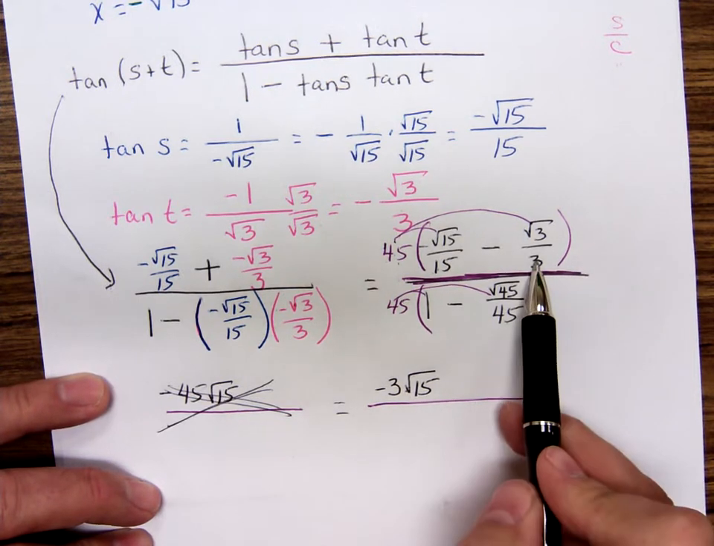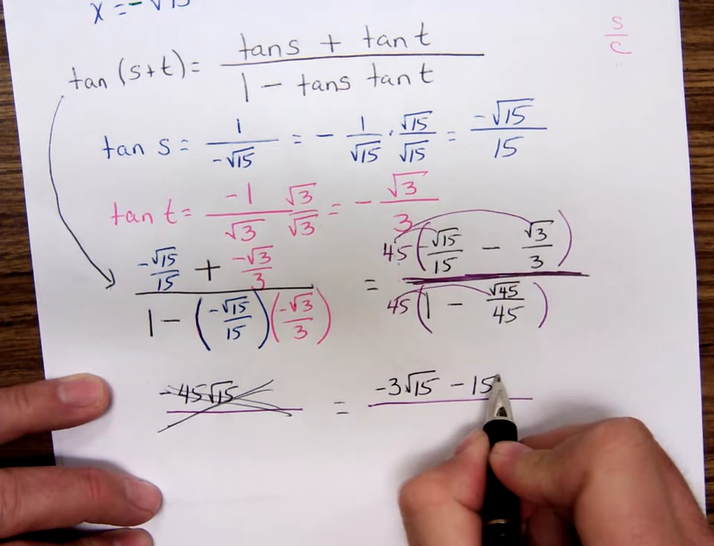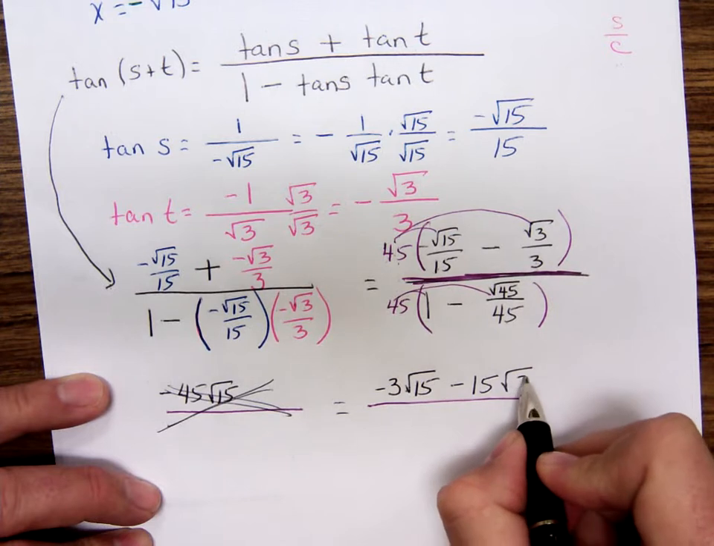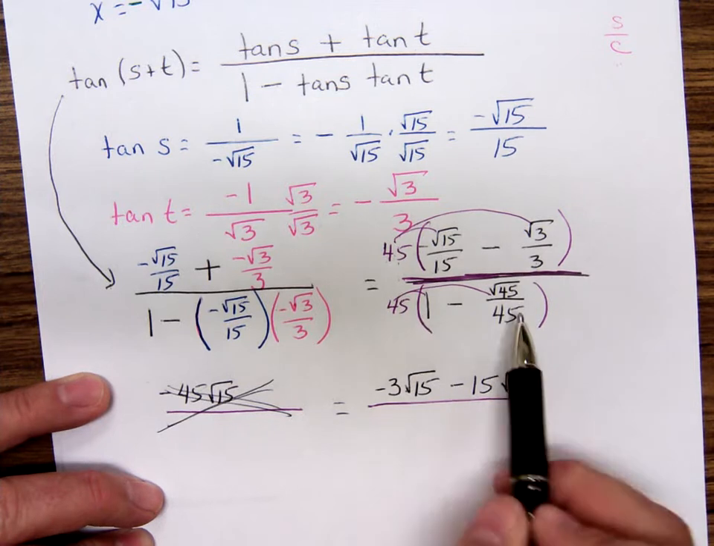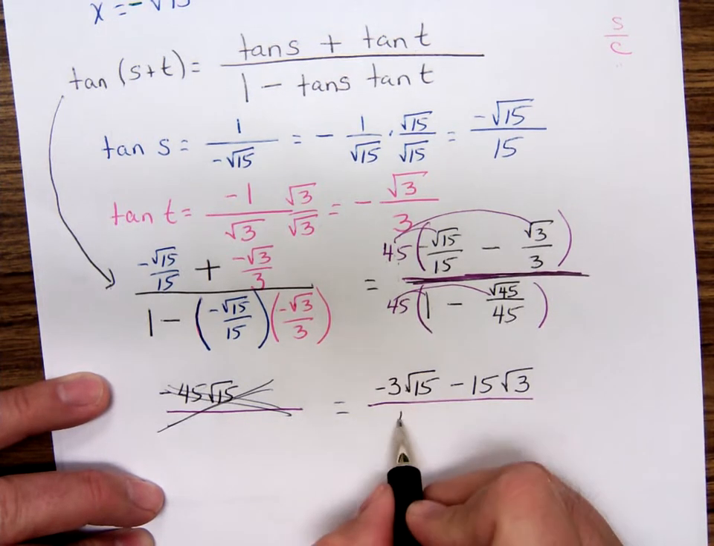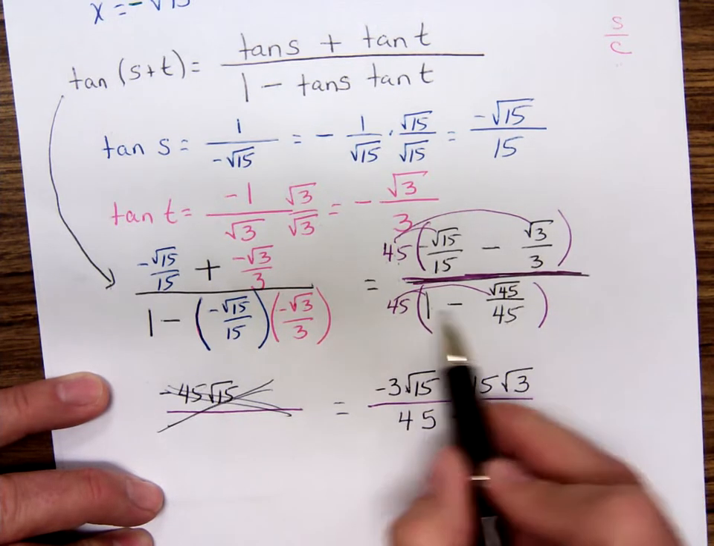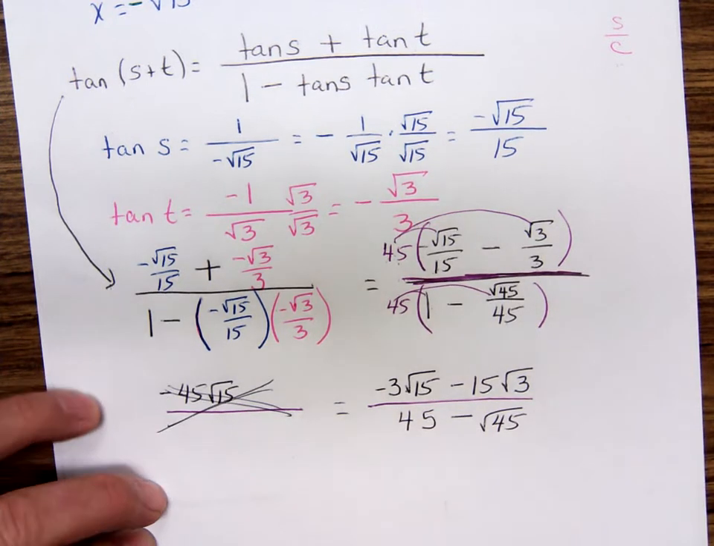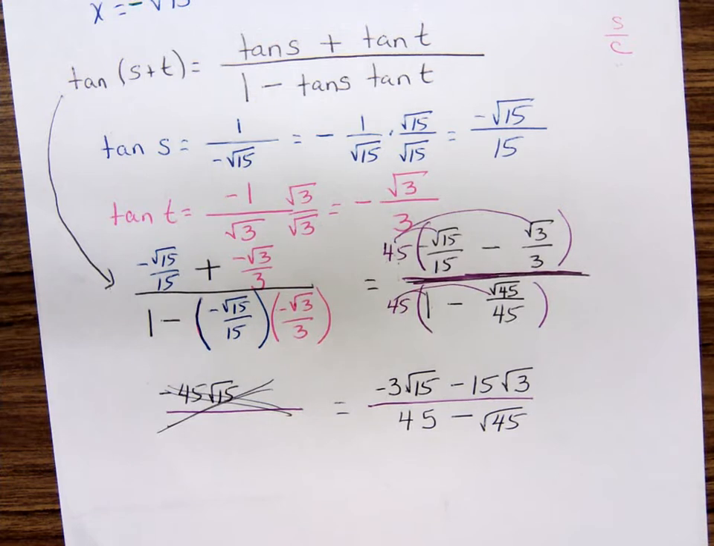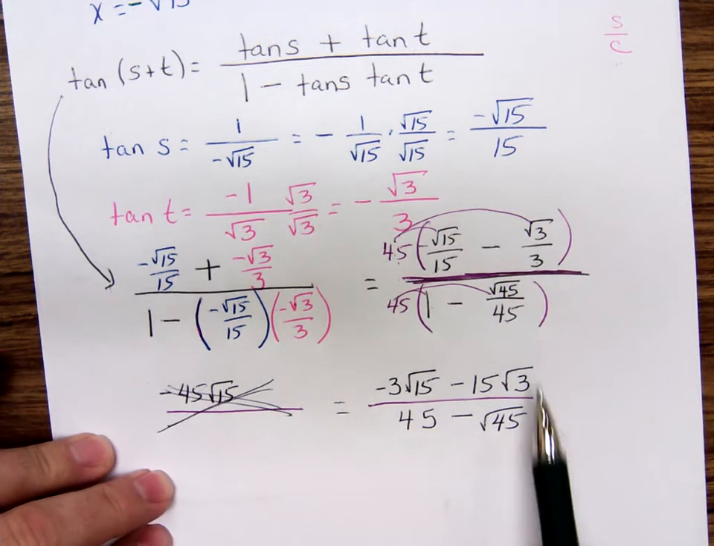Doing the same thing here. 3 goes into 45 15 times the square root of 3. At least we no longer have fractions on top. And what do we have on the bottom? We would have 45 minus, here the 45's cross cancel completely, and we're left with just the square root of 45, which I'm going to go ahead and simplify that square root before I have to rationalize.